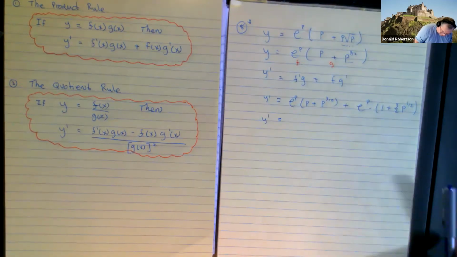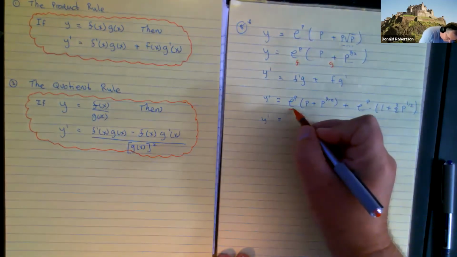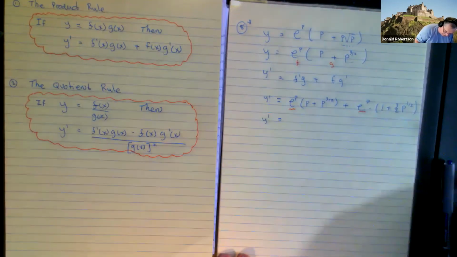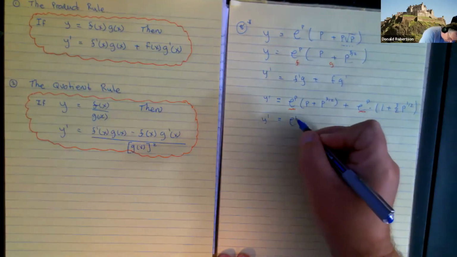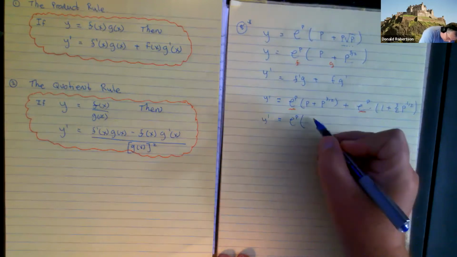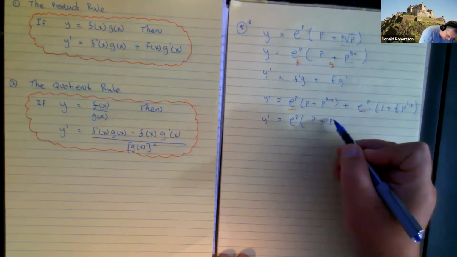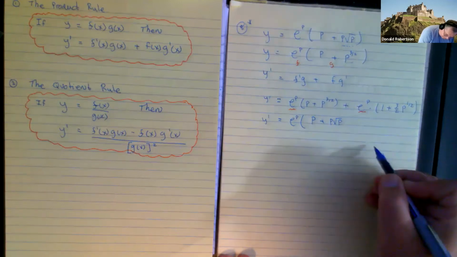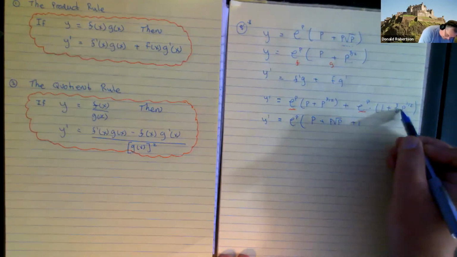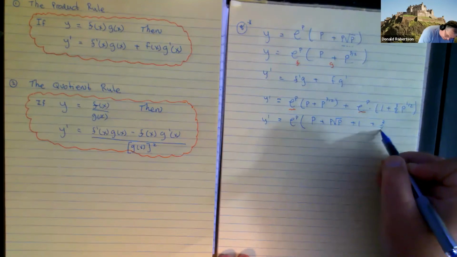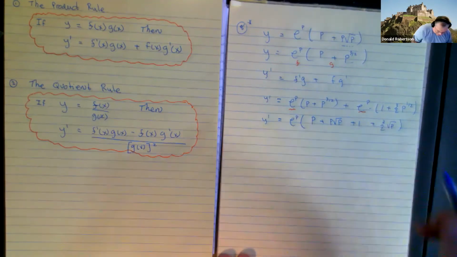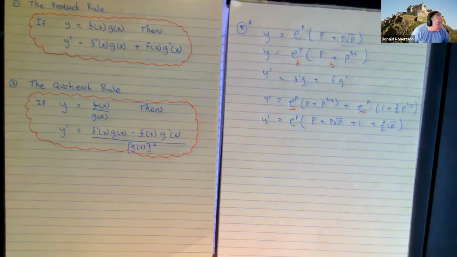Now, I want to make life nice and simple. What I noticed here is they both have a common factor of e to p. I'll call this guy p, I'll call this guy p square root of p again. I'll have a 1, and this guy here is that guy. Not the prettiest answer in the world, but that's the best I can do.